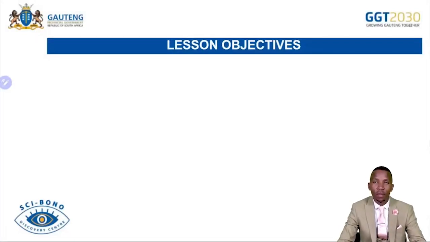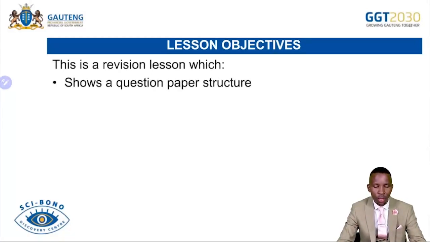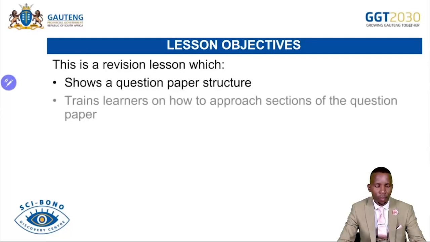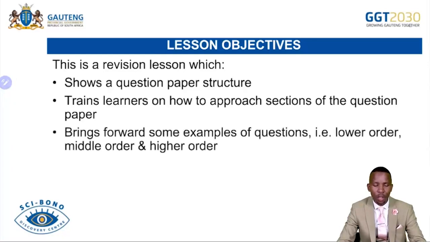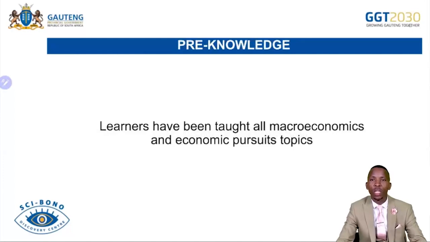The following are the lesson objectives. This is a revision session or lesson which shows the question paper structure, trains you as candidates on how to approach sections of the question paper, and brings forward some examples of questions, e.g. from lower order, middle order up to higher order. As for the pre-knowledge, you have been taught all macroeconomics topics as well as the economic pursuits topics.